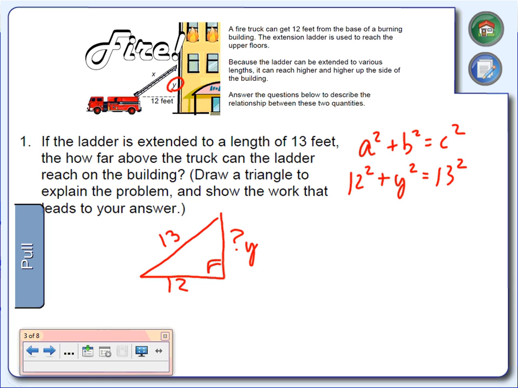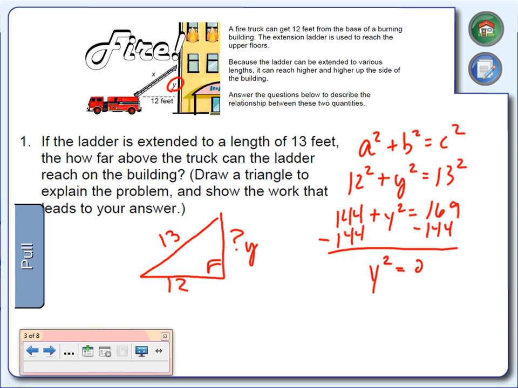As I mentioned earlier, you guys have done this before. The first thing we're going to do is square these two numbers. So 12 squared is 144. 13 squared is 169. What's next? Subtract the two. There you go. Subtract 144. So if we subtract 144, we get y squared is equal to 25.